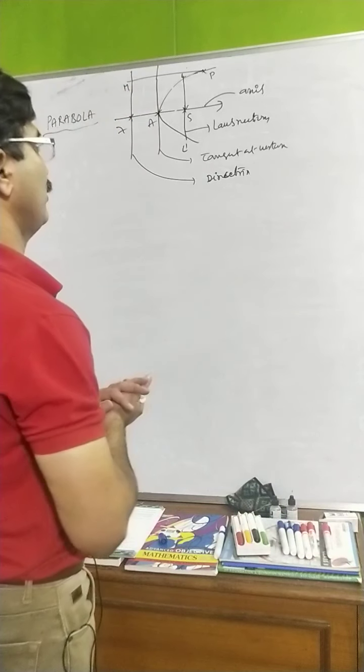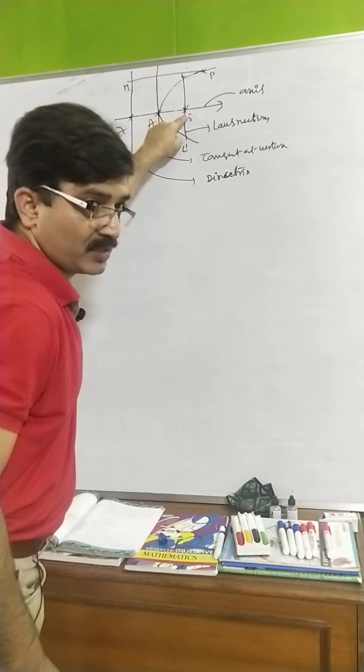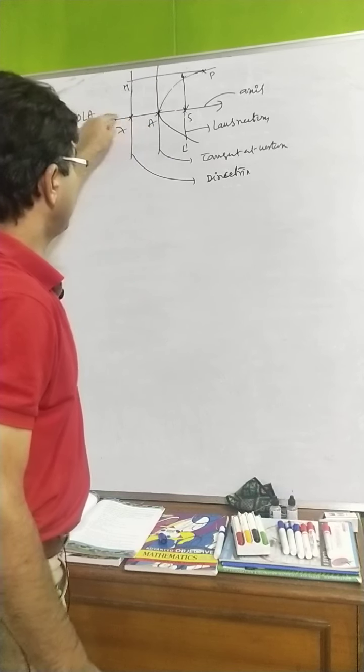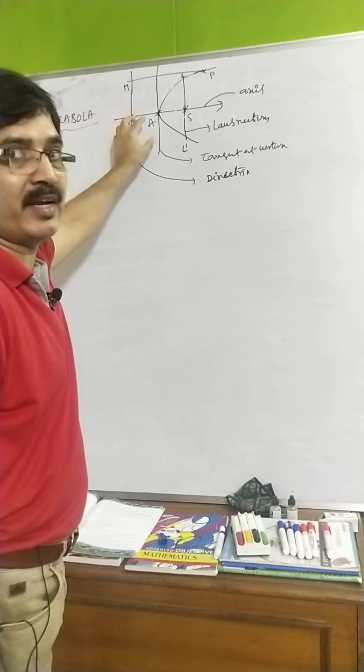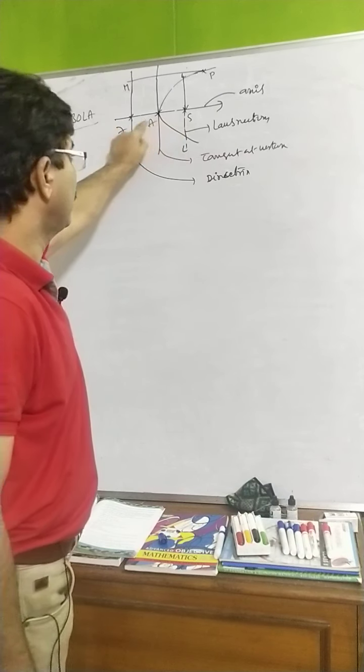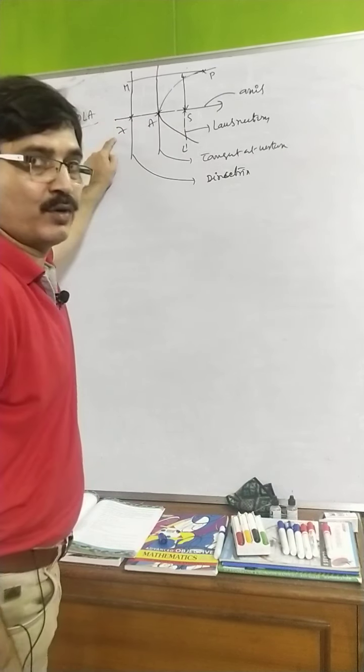One more point you have to know is that this is focus, this is vertex, this is foot of directrix. Z is what? Foot of directrix. S is focus. This is vertex. This is foot of directrix.